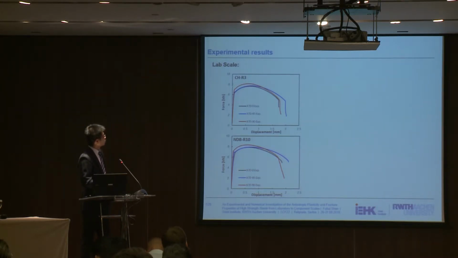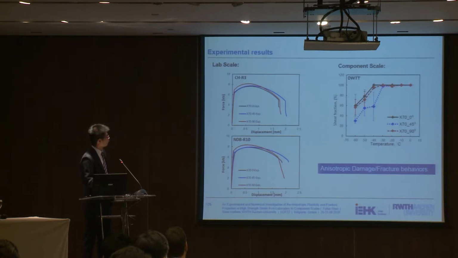These are two different geometry specimens. One is the central hole specimen, the other one is the notched dog bone specimen with a radius of 10 millimeters. As we can see in both specimens, the force is always highest along this transverse direction, which is due to the higher flow curve. And the fracture displacement is always the largest along the diagonal direction. So this is the experimental observation of anisotropy.